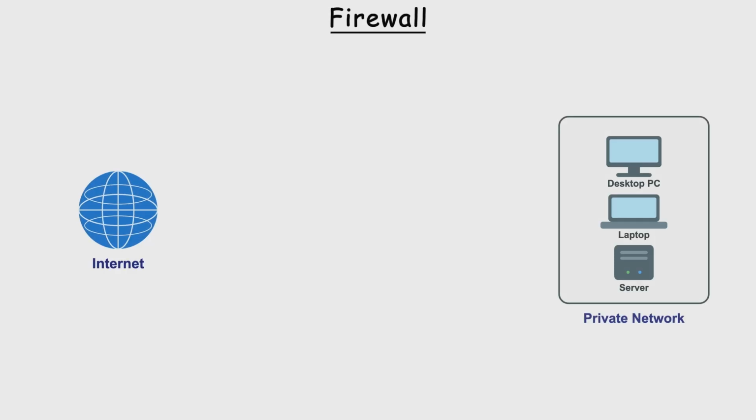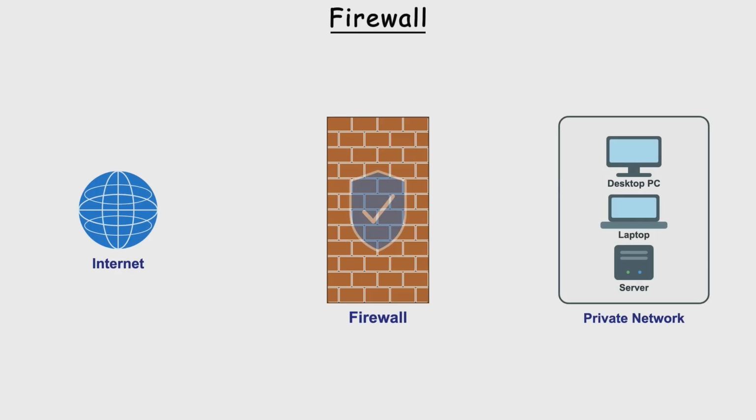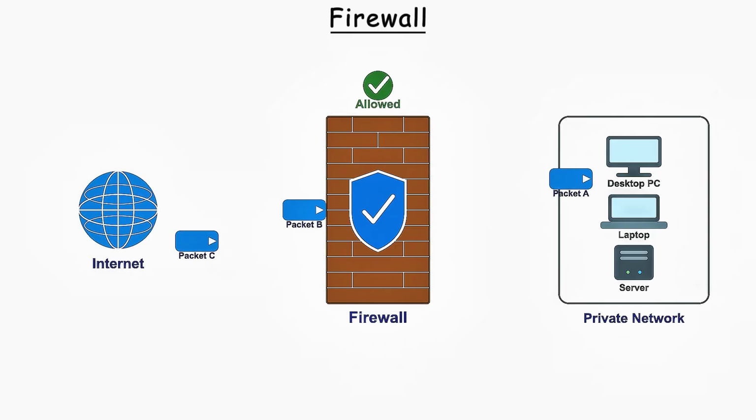A firewall is basically a network security control system that monitors and filters traffic based on predefined rules. So these rules determine which traffic is allowed onto a network and also which traffic is allowed out of a network. What a firewall does is basically inspect your traffic and decide whether to allow or block it.